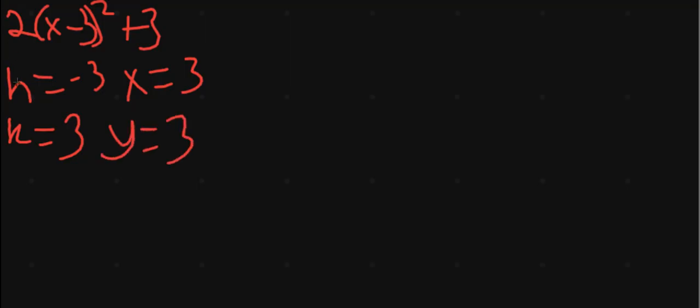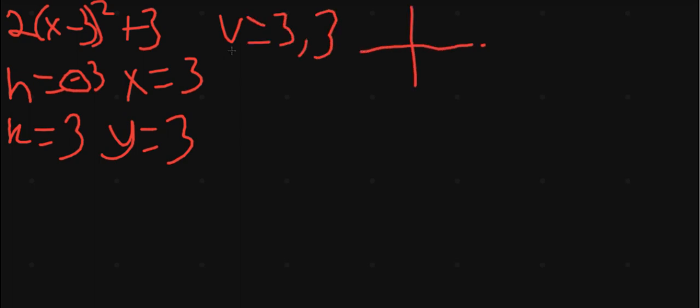Remember, the sign of h right here changes. So if it's a negative, it changes into a positive. If it's a positive, it changes into a negative. Alright? So our vertex equals 3, 3. And if you graph that, that'll be about here.